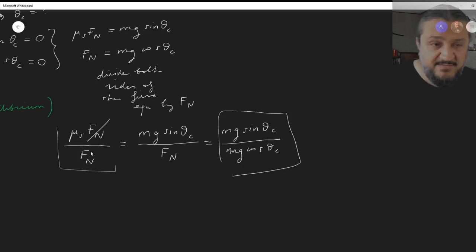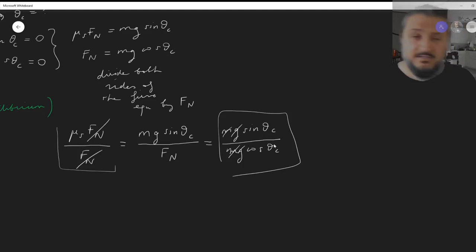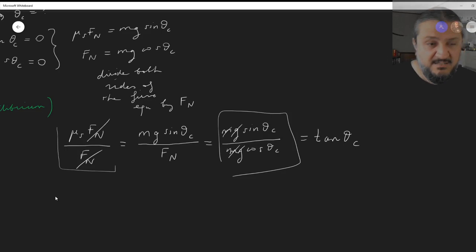Now what happens if I just look at this side and this side? Okay, Fn's cancel, m's go away, g's go away. What is left? Sine over cosine, and that's by definition tangent. Tangent theta critical is equal to mu s, then theta critical is equal to arctangent of mu s. All right?